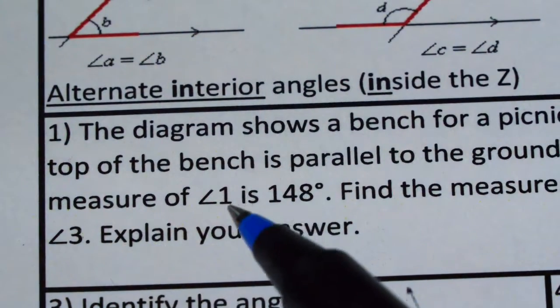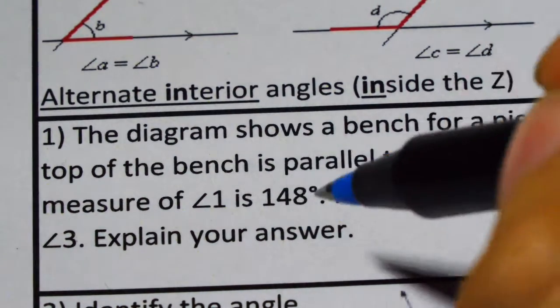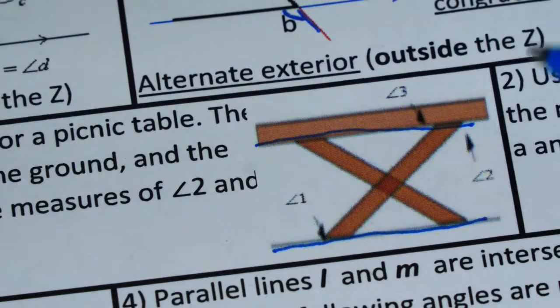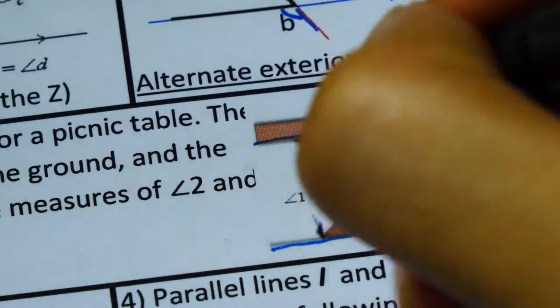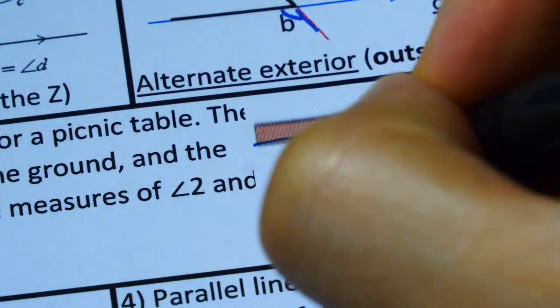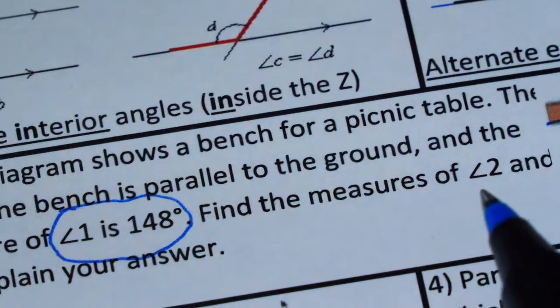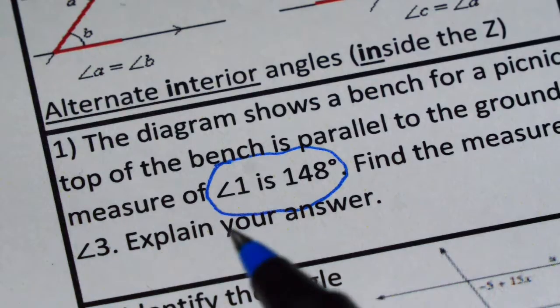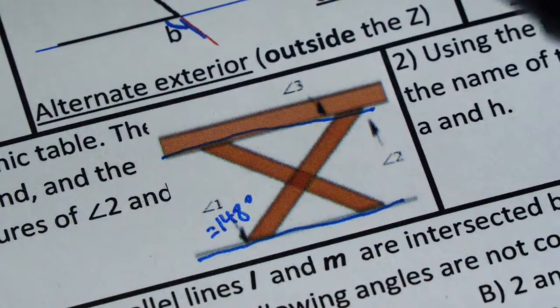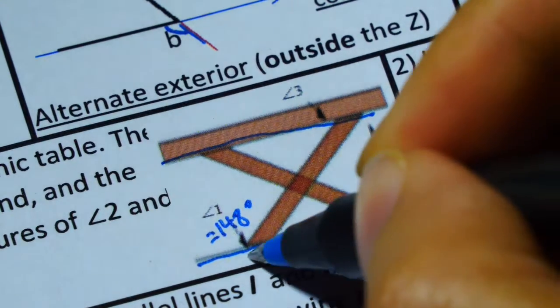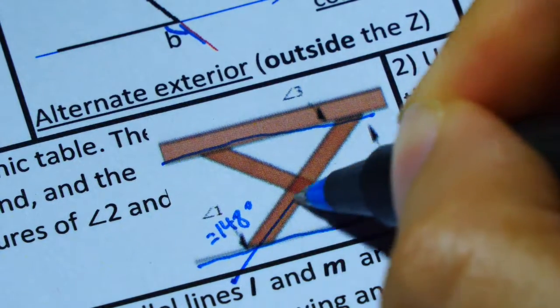And the measure of angle 1 is 148 degrees. Angle 1 is 148 degrees. So this is angle 1 here. This is 148 degrees. Find the measures of angle 2 and angle 3. Explain your answer. So if we look at this, we have two parallel lines and we are cutting this parallel line with this line here.